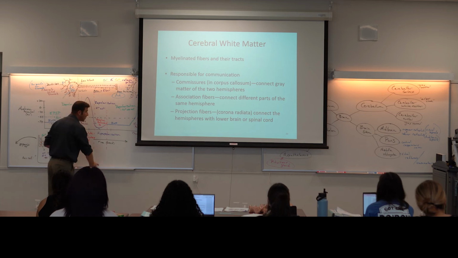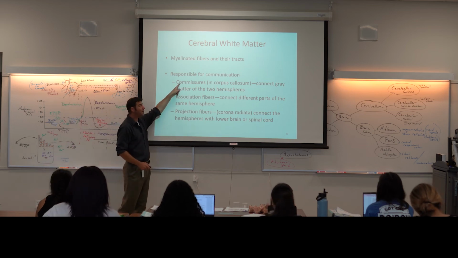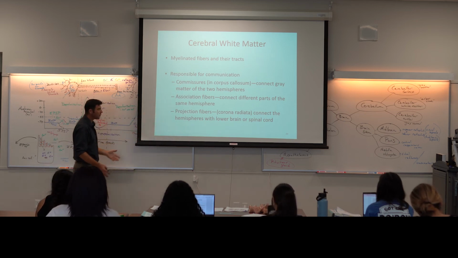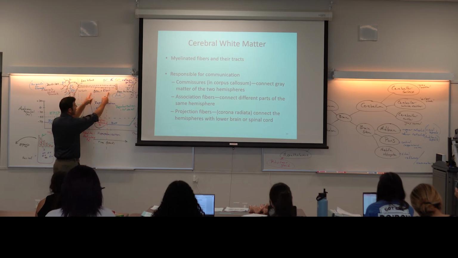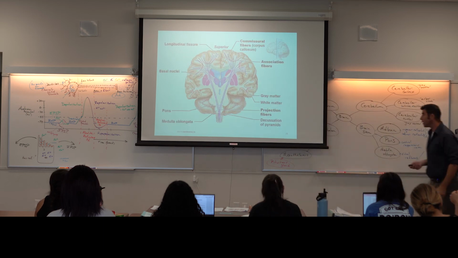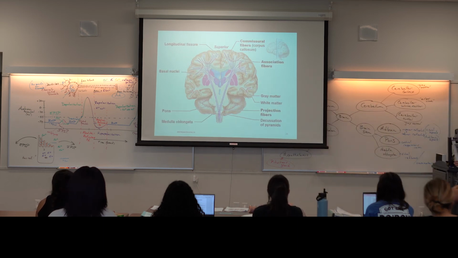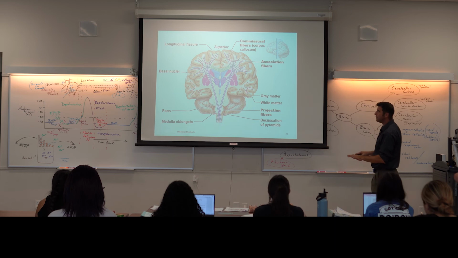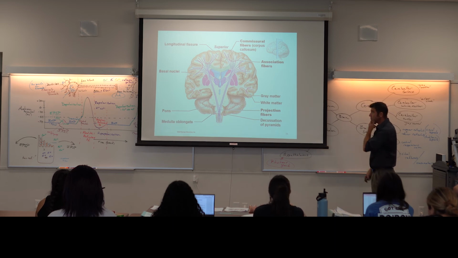I just point that out because we're about to talk about these commissural fibers, association fibers, or projection fibers. And fibers, again, are just axon portions of neurons. Where they go in the brain are going to be different locations. So we can see all three fibers that we have to know in this one picture.